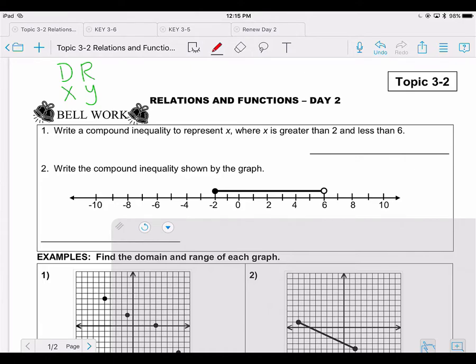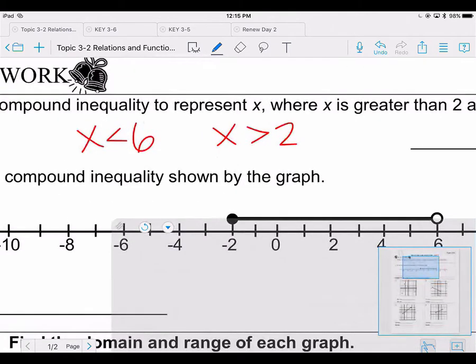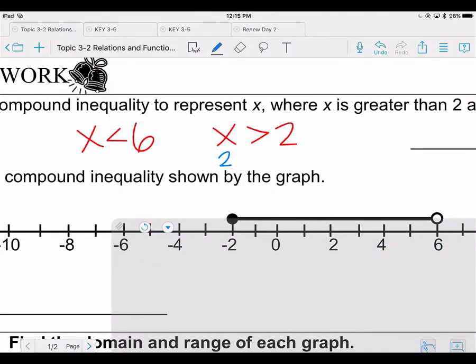The bell work wants us to write a compound inequality to represent x, where x is greater than 2 and less than 7. So where x is greater than 2, remember the greater than goes to the right, but x is less than 6. I'm sorry, I think I said 7 earlier. Less than 6. So for this, remember if we wanted to fully switch everything, we could switch the 2, the sign, and the x.